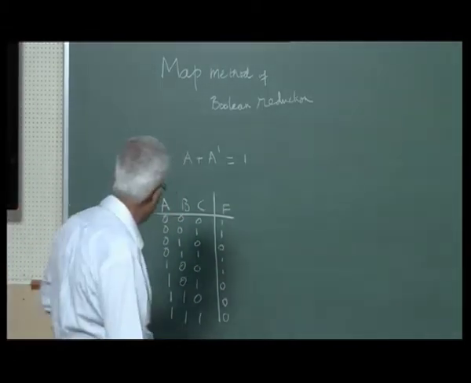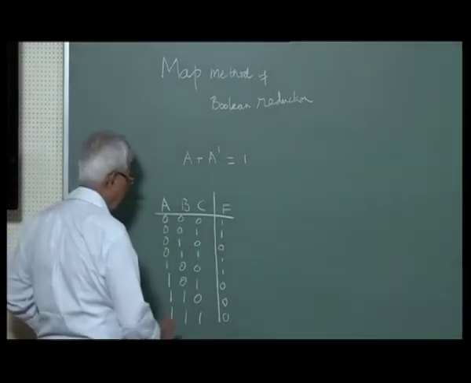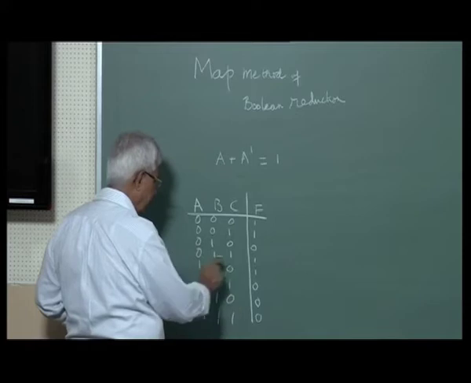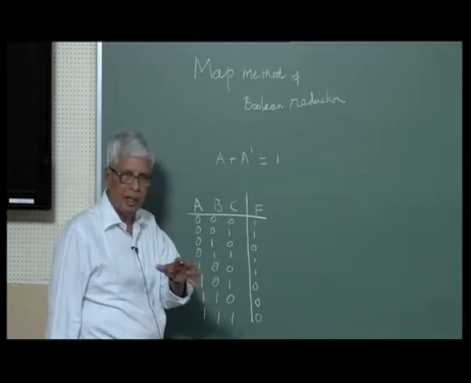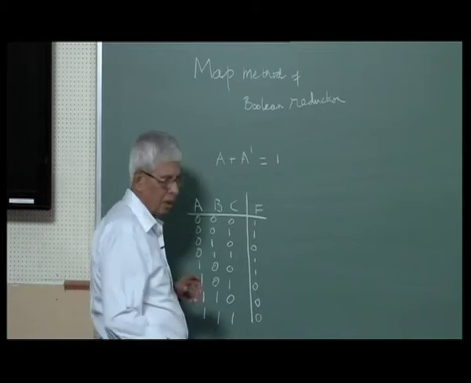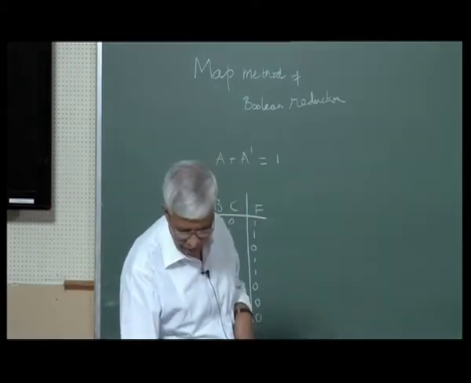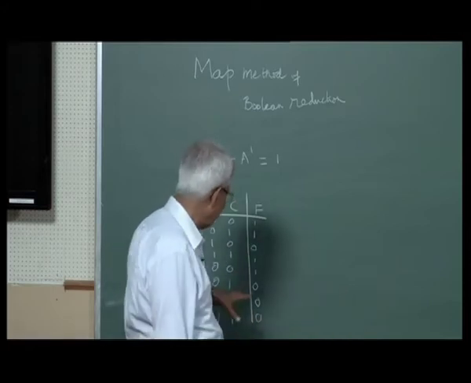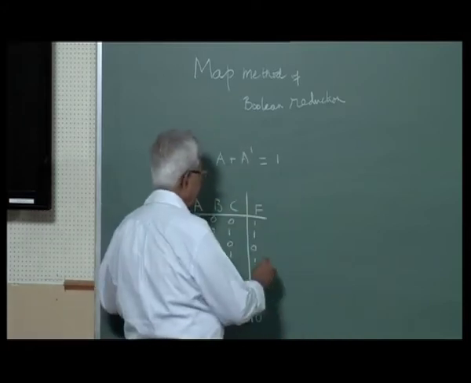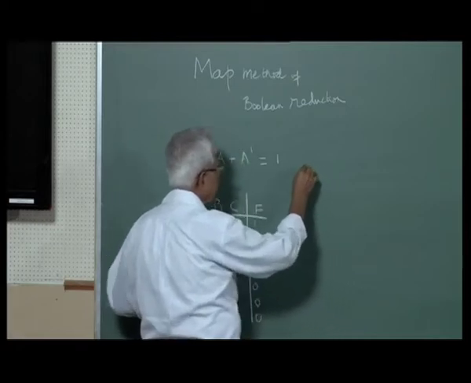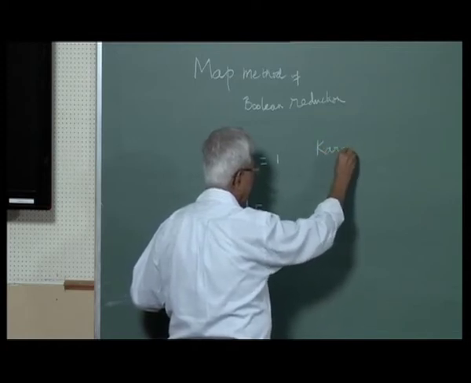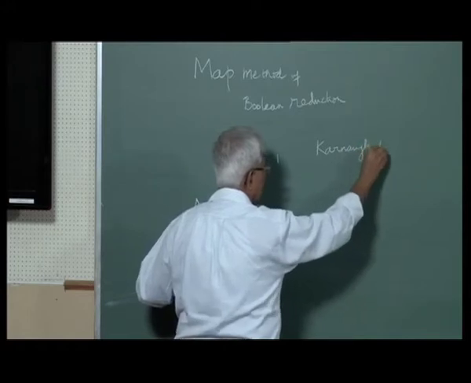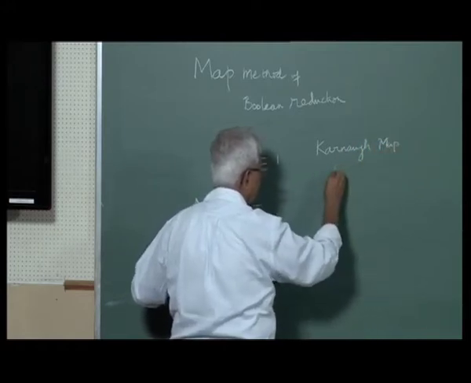We wrote F is A bar B bar C bar, or A bar B bar C, or A bar B C, or A B bar C bar. And then we tried to simplify it and wrote the final equation as A B bar, A bar C plus B bar C bar. Today I will get the same thing using another method called map method. The map method is given a name Karnaugh map, based on the person who suggested this method. K map they call it sometimes.